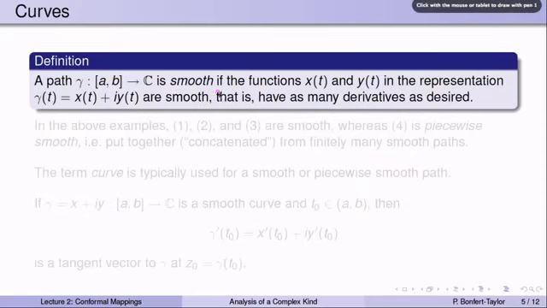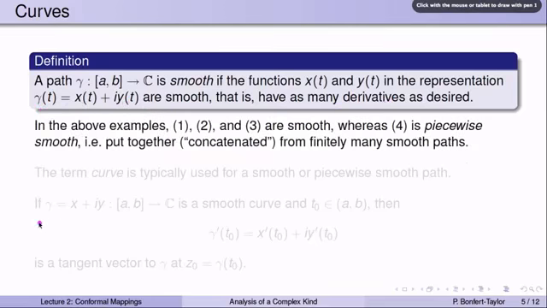We say that the path is smooth if these functions x of t and y of t that make up gamma of t, so if you split up gamma of t into its real part x of t and its imaginary part y of t, if these two functions are smooth. And by that we mean that they have as many derivatives as we need to. Let me quickly remind you of the examples that we just looked at. Example number 1 was this semicircle.